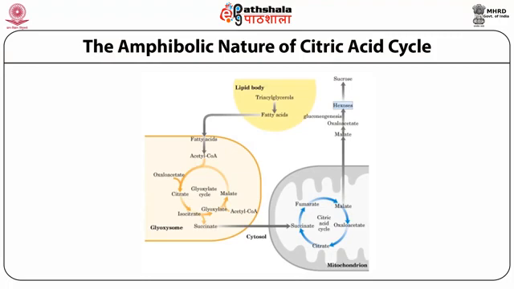Again, this figure shows the amphibolic nature of the citric acid cycle. You can see the glyoxysome environment and the mitochondrial matrix. Here in the glyoxysome, acetyl-CoA, which is synthesized from fatty acid, enters the cycle and produces citrate when it combines with oxaloacetate, which results in the formation of isocitrate, which in turn is converted into glyoxylate, releasing succinate. Again, by the addition of acetyl coenzyme A, it is converted into malate, and thus the glyoxylate cycle gets completed.